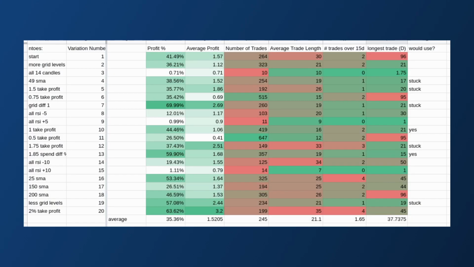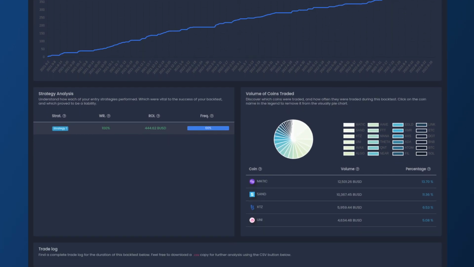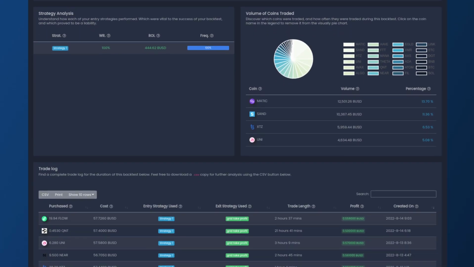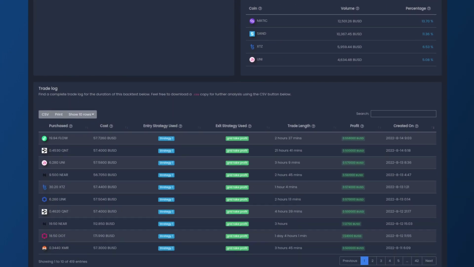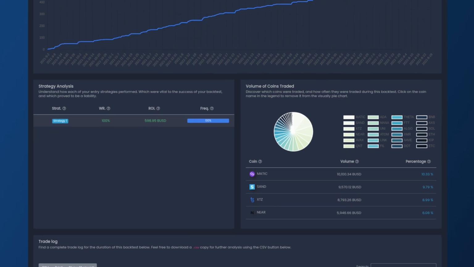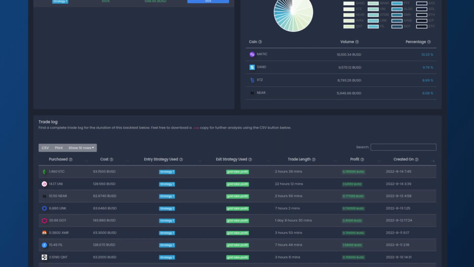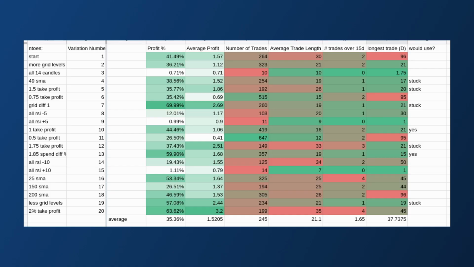Conclusion. From these 20 variations of the same settings, I've only found 2 good strategies. The strategies where I changed the take profit from 1.25% to 1%, making the bot more aggressive, and the other was changing the spending difference per grid level to 1.85%, allowing for the bot to get out of trade sooner when it buys the dip. At first glance, more bots should have made the list.